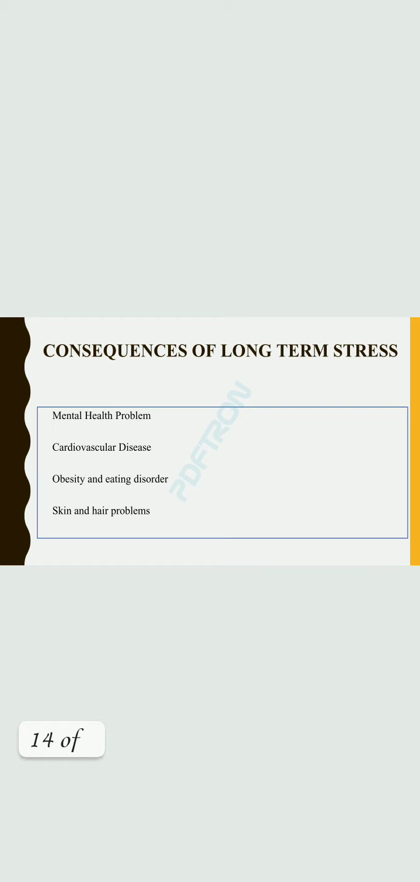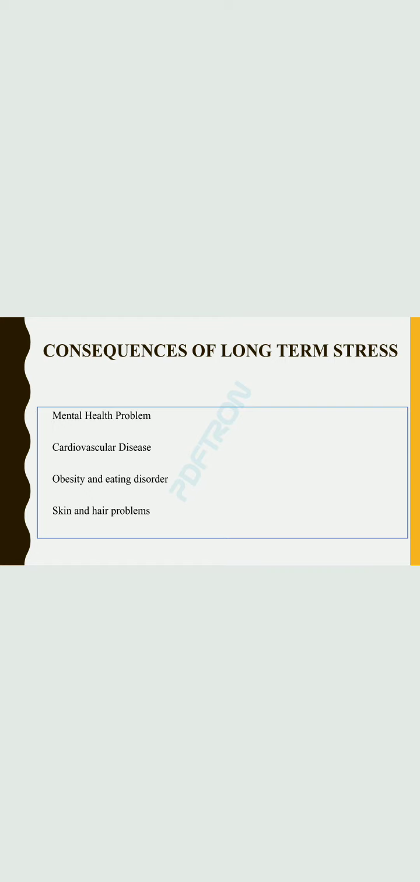Consequences of long-term stress: mental health problem, cardiovascular disease, obesity. It means if the person is facing stress for a longer period of time, that may lead to mental health problems, cardiovascular disease, cardiac problems, obesity. When a person is in a stressful situation, appetite may be disturbed. That may lead towards obesity as well in some situations, and eating disorders, bulimia, anorexia nervosa.